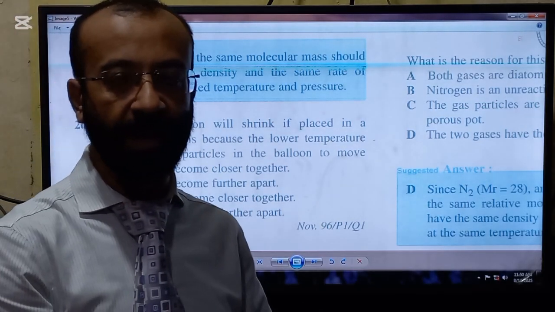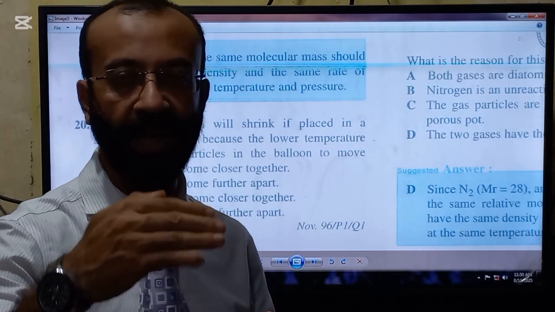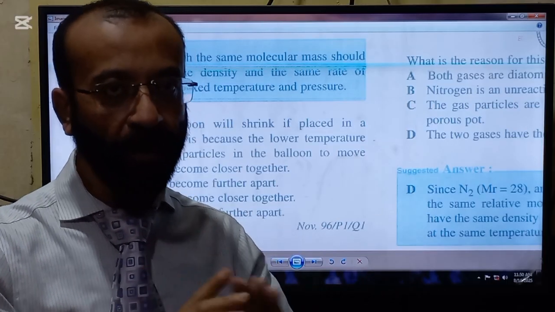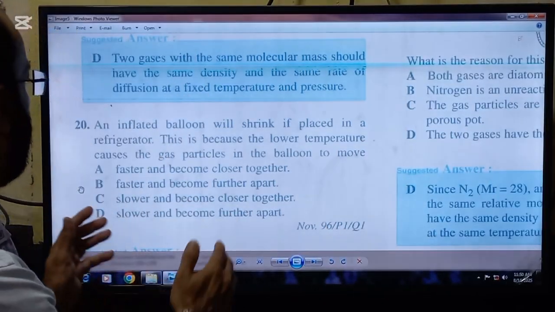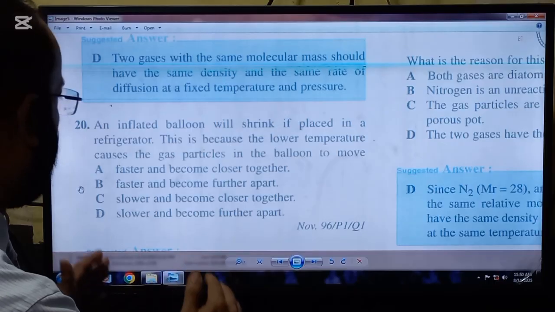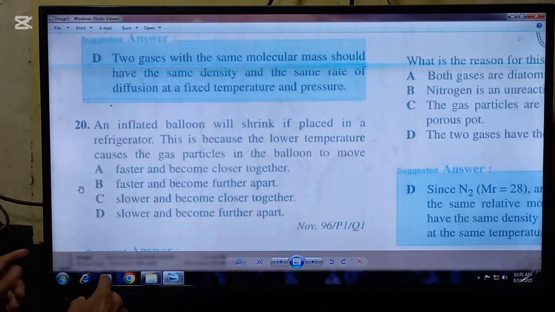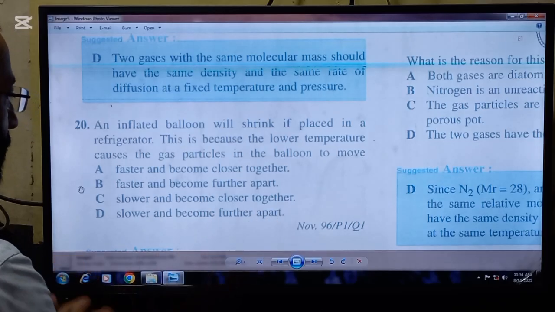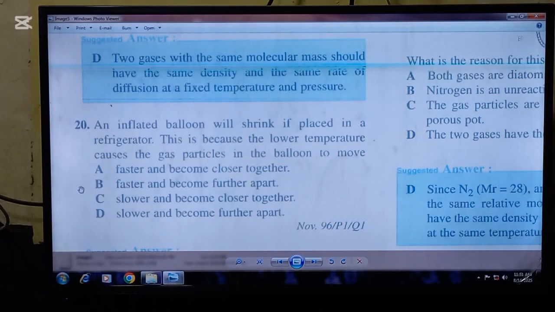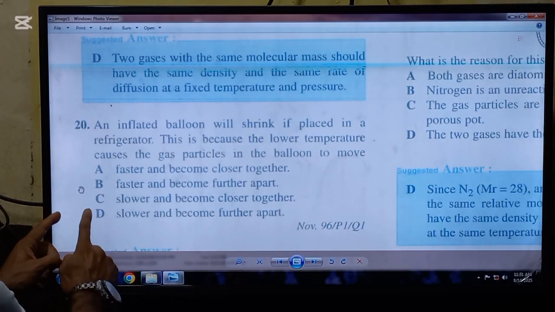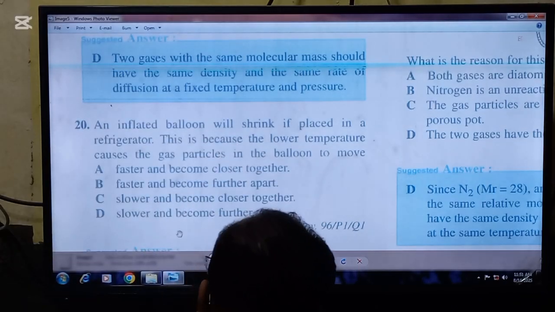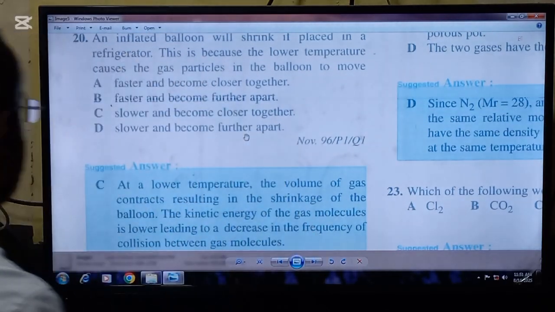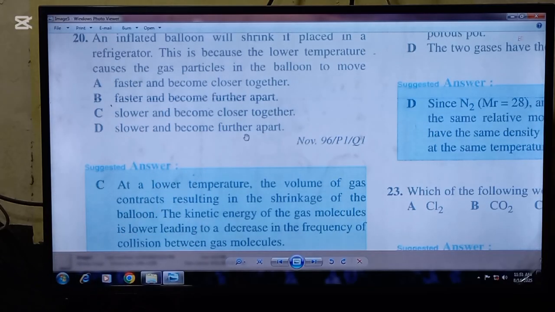So for gases, if the temperature is increased, they move further apart and will move faster. And when the temperature is decreased, they become slower and become closer together. So the answer must be C. Here you can see the explanation of the answer. So C must be the answer.